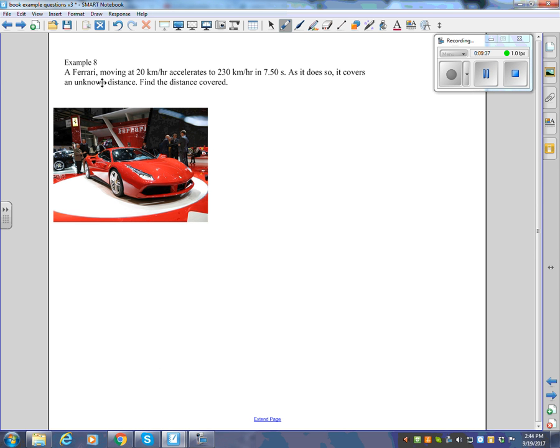Okay, here's example number 8. We have a Ferrari moving at 20 kilometers an hour. It's going to 230 kilometers an hour in 7.5 seconds. As it does so, it covers an unknown distance. Find the distance covered. I think this seems to be very similar. What do we have here? We have an initial velocity. We have a final velocity. Again, we have a time. And we're solving for d.